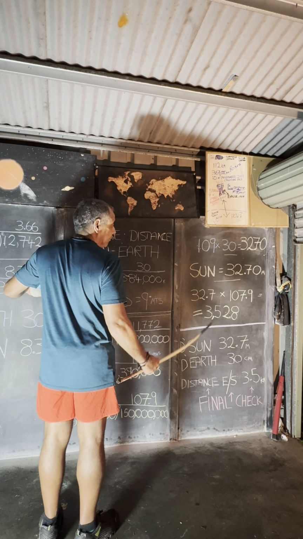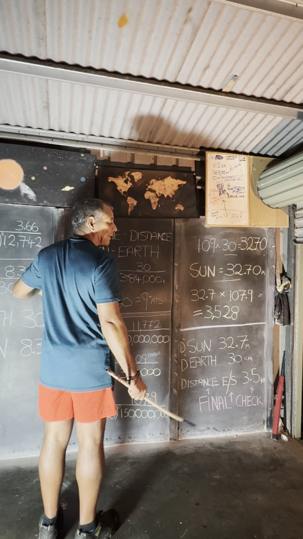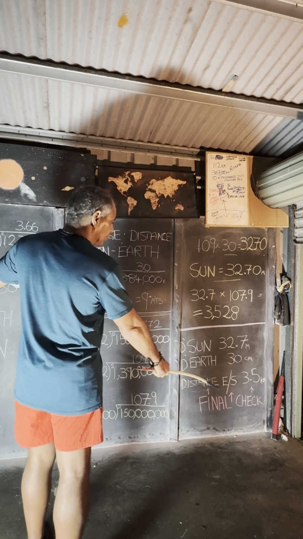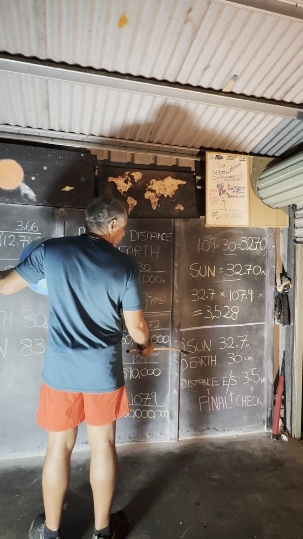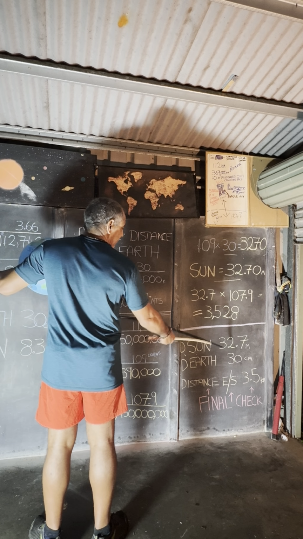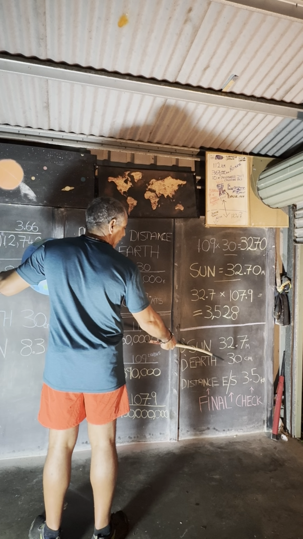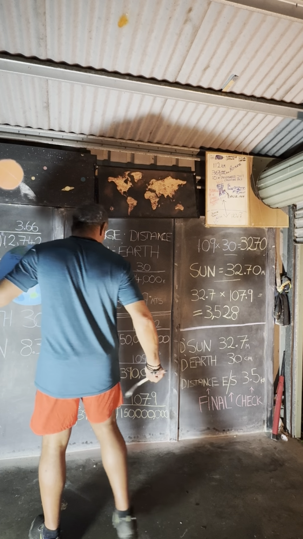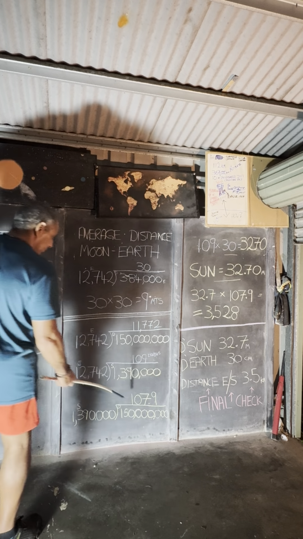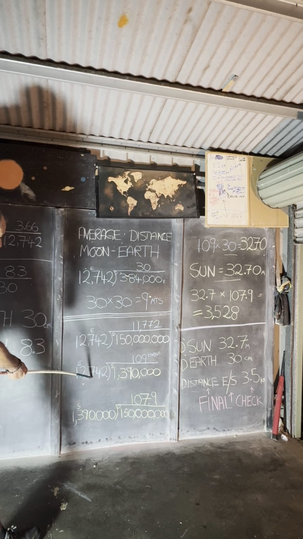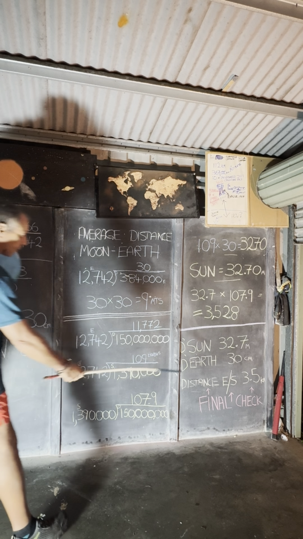3,528 meters away. That's how far the sun is from where we're going outside now. And this is a final check. So the sun's diameter is 32.7 meters. The Earth's diameter is 30 centimeters. So if we do the sun by the Earth, you divide diameters, we get 109, right?